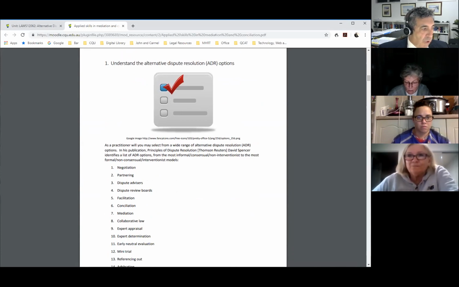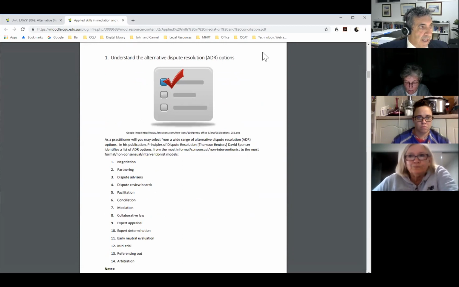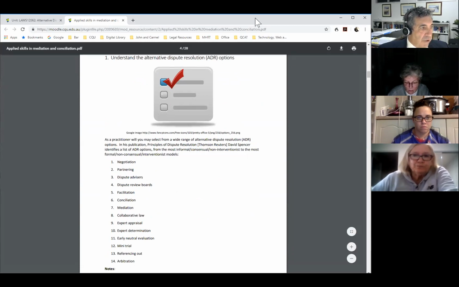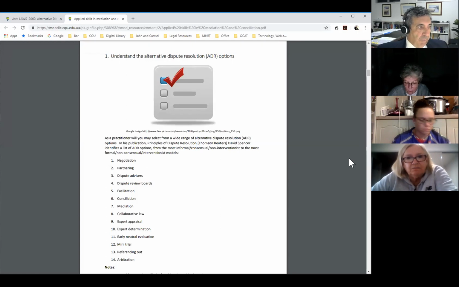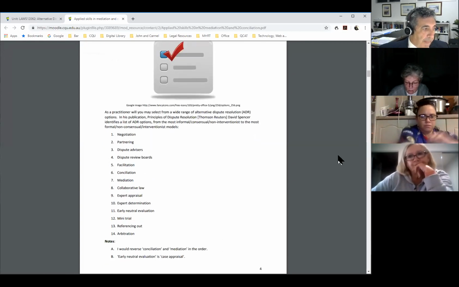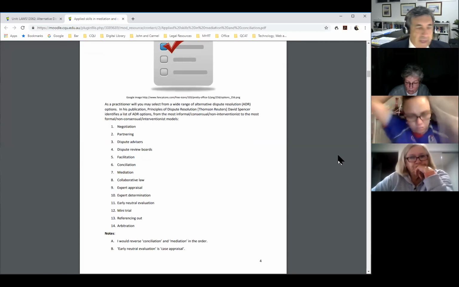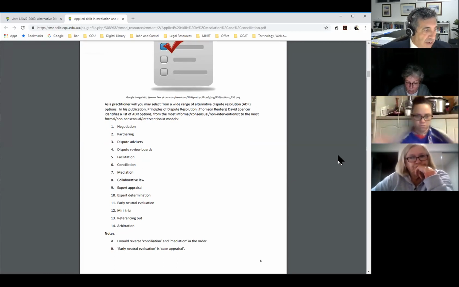Now, as you'd recall from your textbook and our first week, there are different modes of ADR, and the 14 that we've taken there are from Spencer's book. Negotiation is the most informal, consensual or non-interventionalist model, through to the formal, non-consensual, interventionalist model of arbitration, which is the most court-like. Just as an aside, if it were me creating that same list of 14, I would reverse conciliation and mediation in the order.